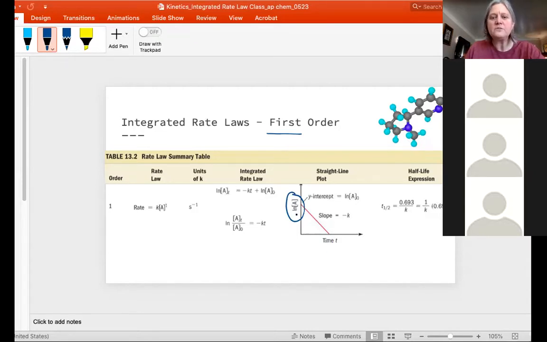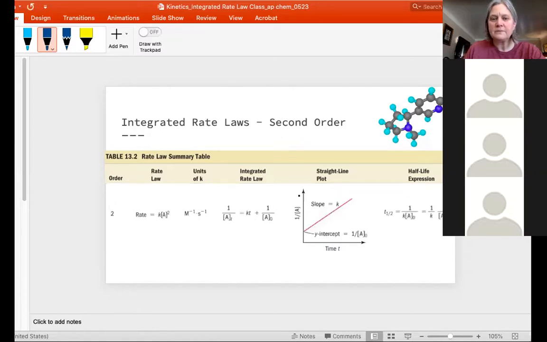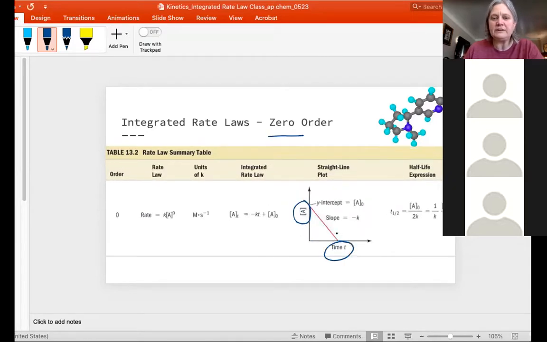So here they're plotting the natural log of A versus time, and this gives you a straight line for first order. And then for second order, you're plotting 1 over the concentration of A, or 1 over the concentration of one of the reactants, versus time. See how the x-axis is always time, but the y-axis is completely different for 0, first, and second order. And it comes from these integrated rate law expressions.